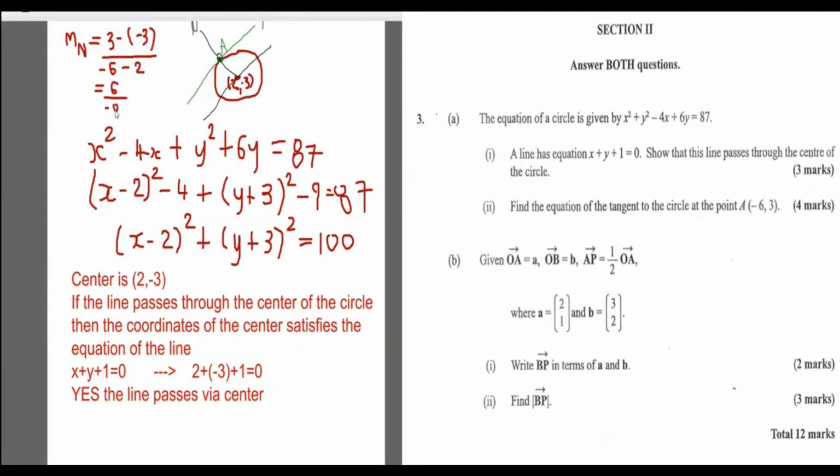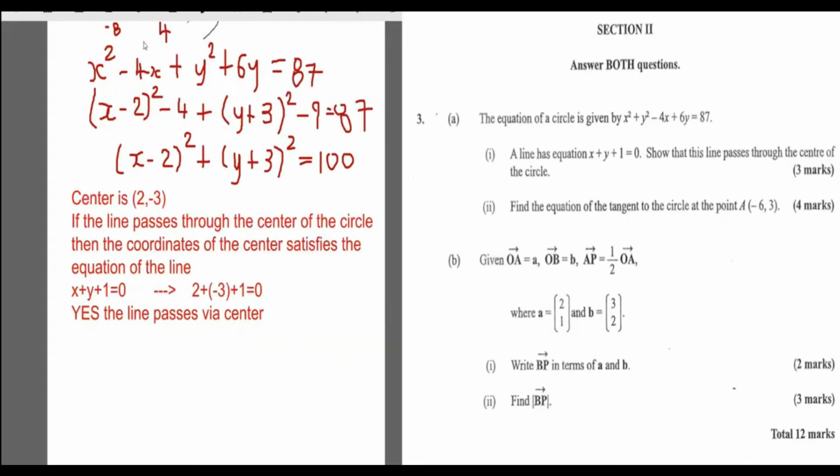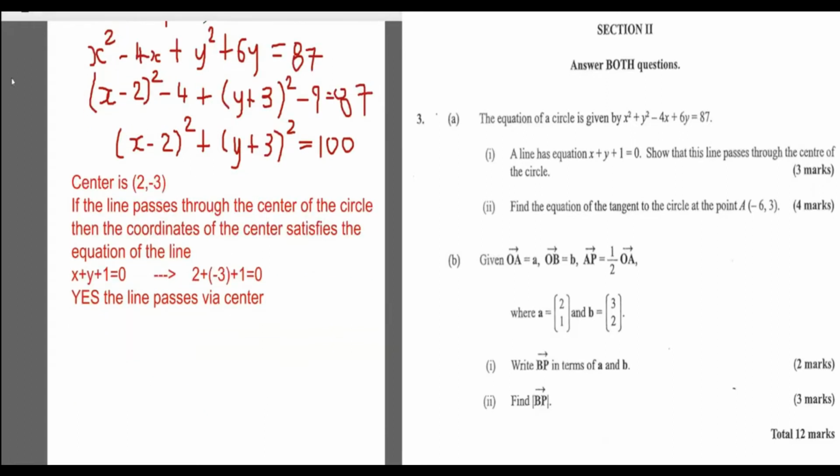So if the gradient of the normal is 6 over -8, which is really -3 over 4, then the gradient of the tangent is 4 over 3. All right, as you can see from this graph or sketch is accurate, the gradient is 4 over 3. So let's write that down then. So yes, the gradient of the tangent is equal to 4 over 3.